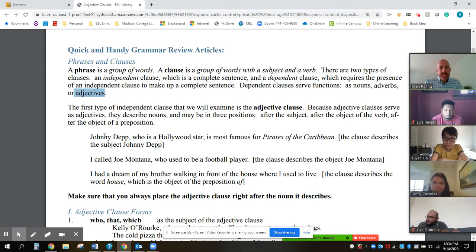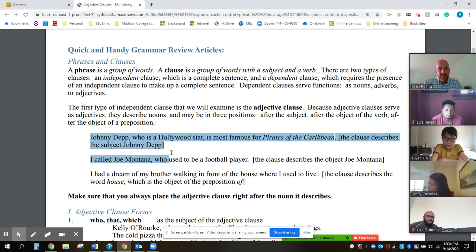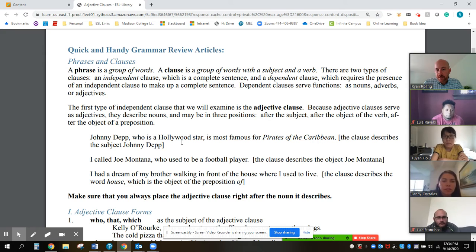So here we see one in this example right here. It says Johnny Depp, who is a Hollywood star, is most famous for Pirates of the Caribbean. Okay, and here, this adjective clause is describing the subject Johnny Depp. Who is Johnny Depp? He is a Hollywood star. So Johnny Depp, who is a Hollywood star. The core sentence is Johnny Depp is most famous for Pirates of the Caribbean.